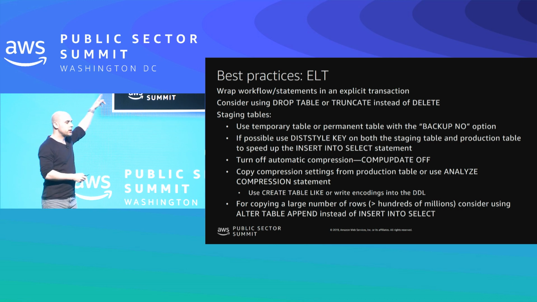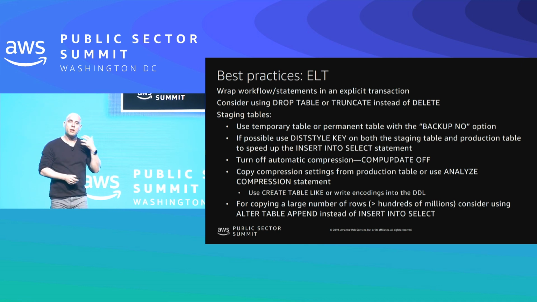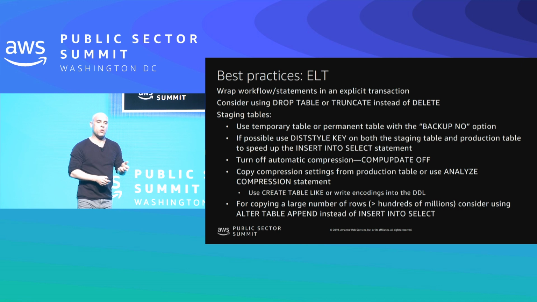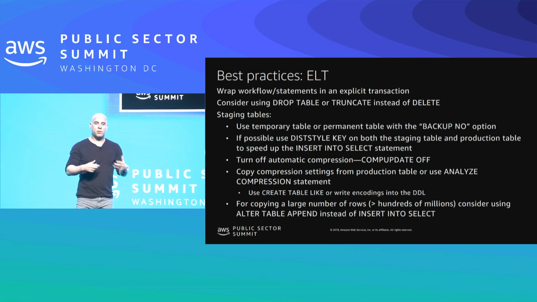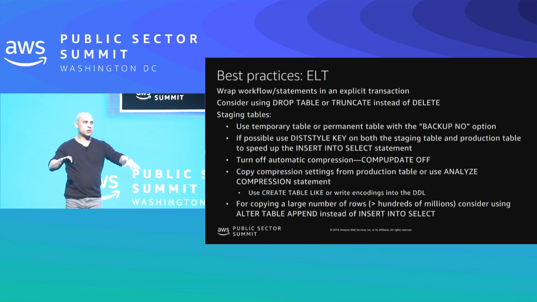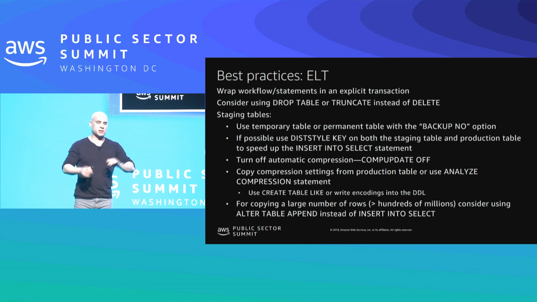If we are trying to use temporary tables, if you have to use a permanent table, you can also consider using the backup no option. What that does is it says, hey, don't flush that table to S3. Make sure both the staging and the prod table have the same distribution key if they can. The reason for that is that insert into with a select will be much faster because both tables' data resides on the same slice.